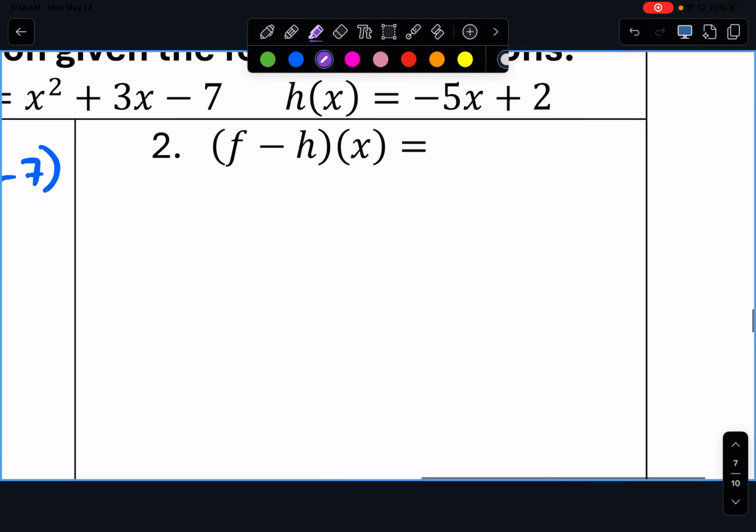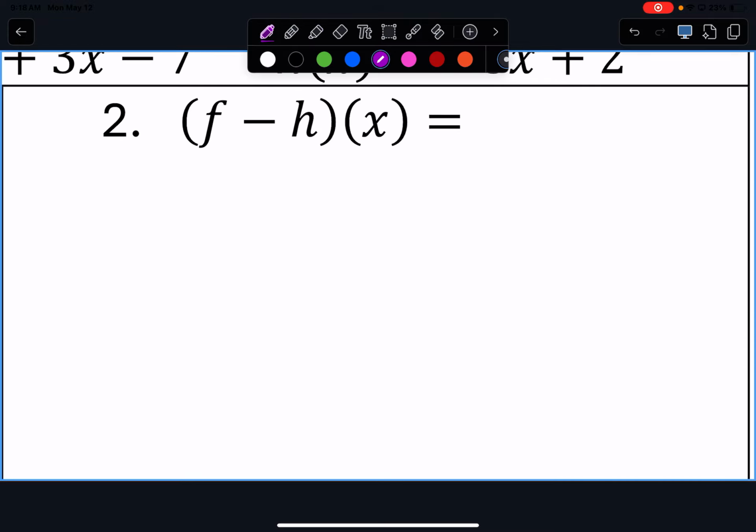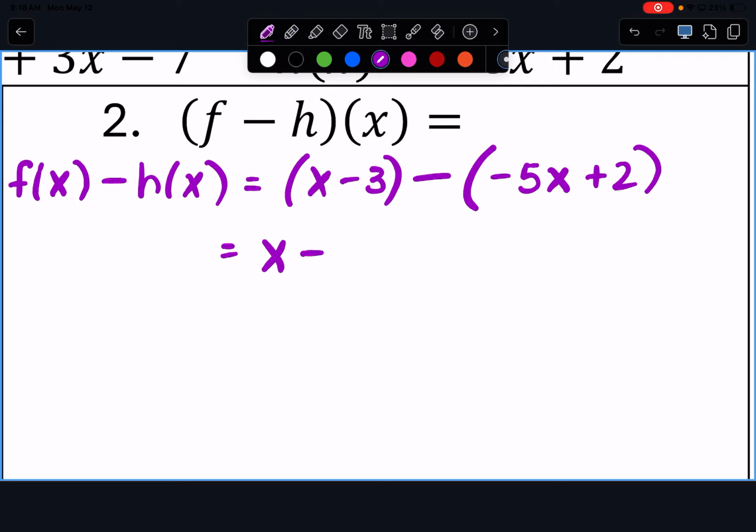All right, for number 2. What operation are we doing here? F minus H. Yep, so we're doing f of x minus h of x. What is the f of x function? Then we have minus. What is h of x? Negative 5x plus 2. Okay, so we have x minus 3. Okay, then we have a negative and a negative, which makes a positive, and we have a negative and a positive, which makes a negative. And then we write our answer in standard form.